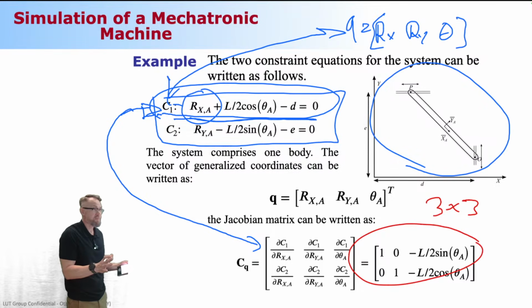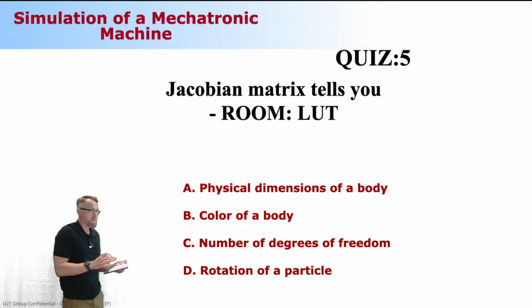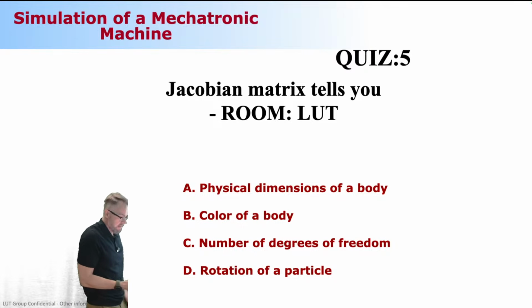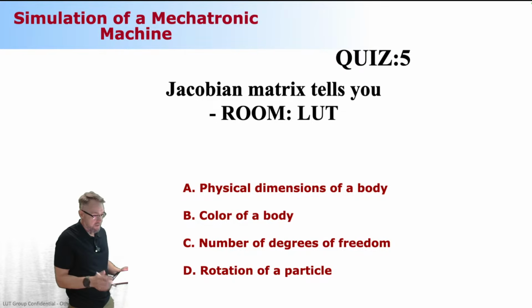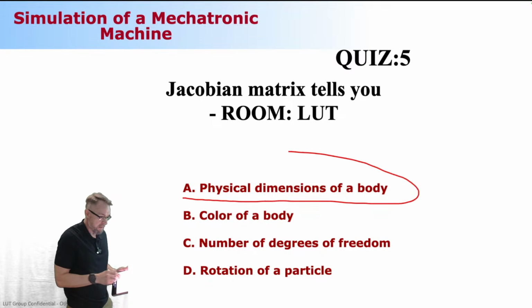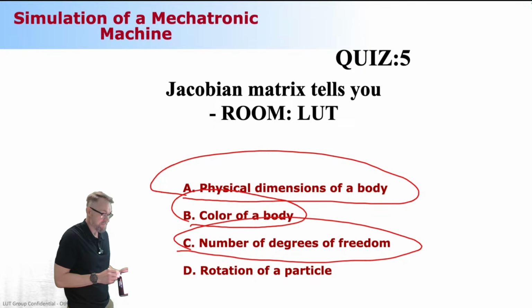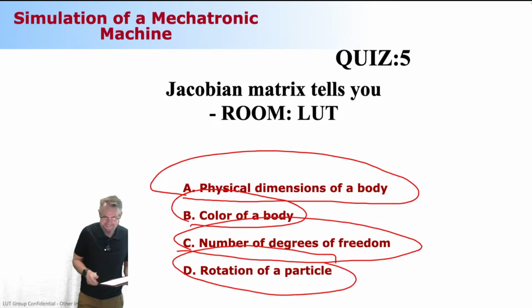Are we good? We have no chance to survive here. Absolutely no way. So what does the Jacobian matrix tell you? Is it the physical dimension of the body? Color of the body? Number of degrees of freedom? And then our all-time favorite, Santa Claus.